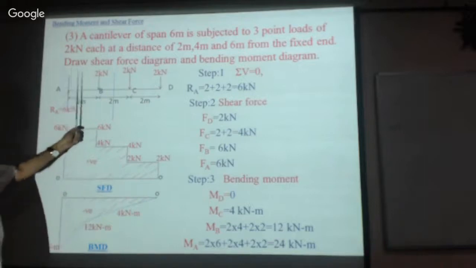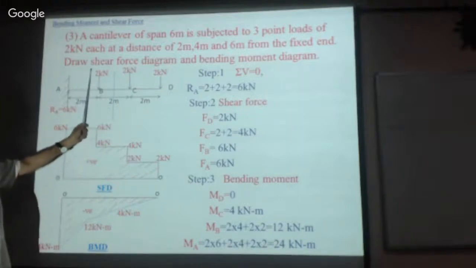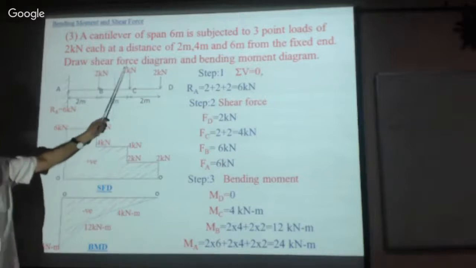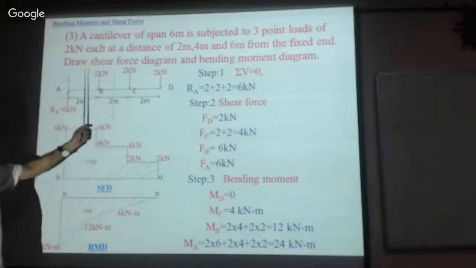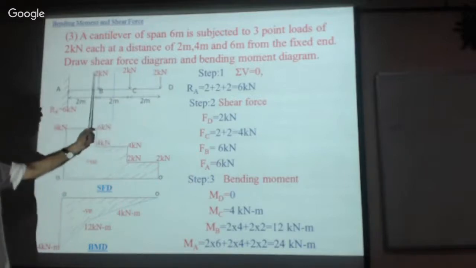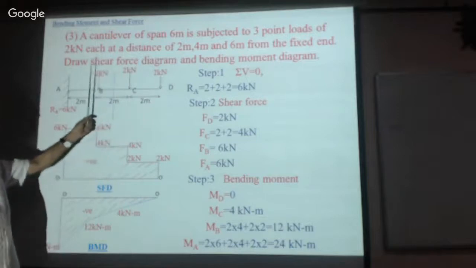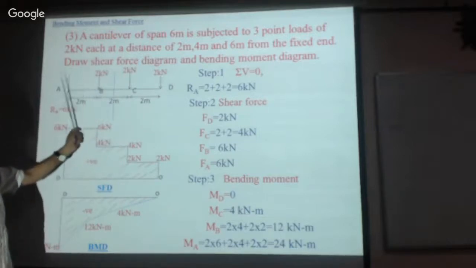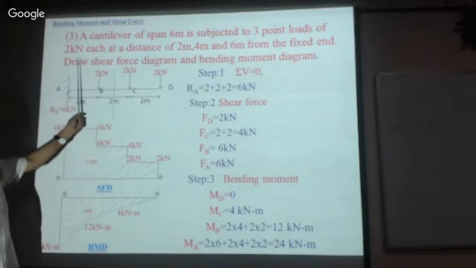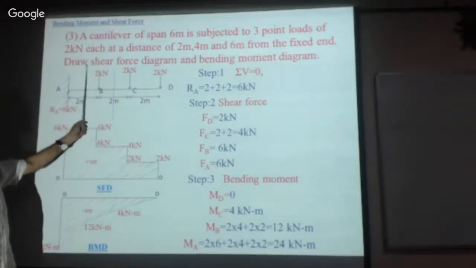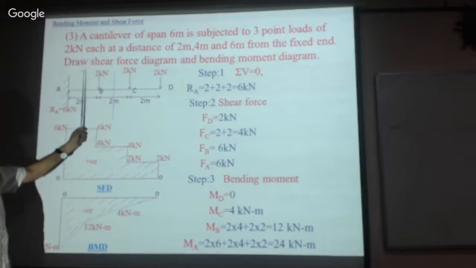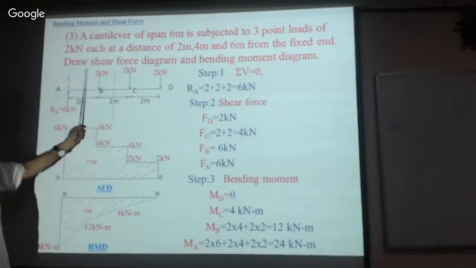If you consider this section of the beam, the right hand section, 2 kilonewton plus 2 kilonewton plus 2 kilonewton is equal to 6 kilonewton. That is, the shear force at this point is 6 kilonewton. Suppose you consider the left hand section: only one force, 6 kilonewton, is acting upward. So the shear force at this section is 6 kilonewton, upward, and according to the same convention, it is positive.